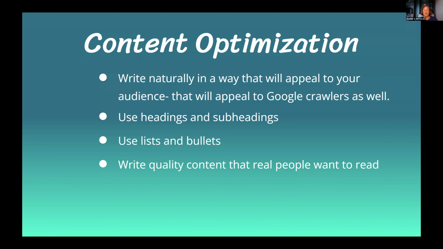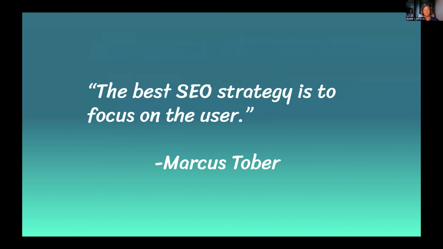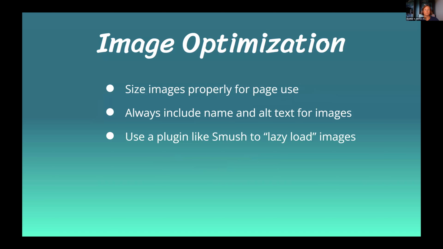So essentially, the key is writing quality content that real people want to read. And that's what helps you rank higher with Google as well. So the best SEO strategy is actually to focus on the user, which is perfect for user experience, because that's what we all do anyway, right? And Marcus Tober is a VP at SEMrush, which is one of the bigger SEO companies around today. So he knows what he's doing.